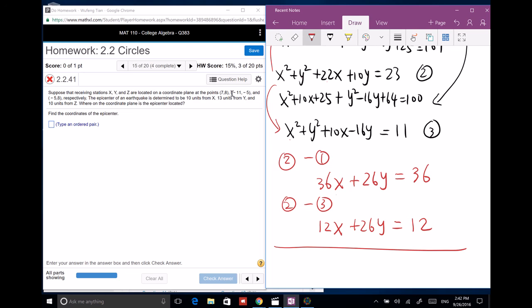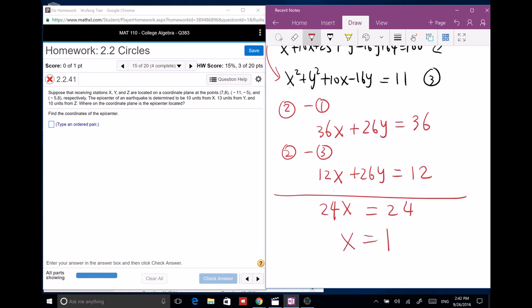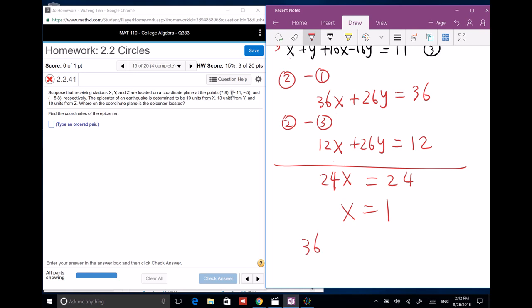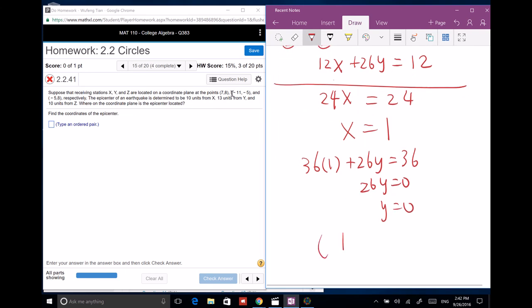36 minus 12, 24x. 26 minus 26 canceled out. 36 minus 12 is 24. So I got x equals 1. Now plug x equals 1 into the function. So 36 times 1 plus 26y equals 36. Now I got 26y equals 0. Then you got y equals 0. Now your solution is 1, 0. That's your final answer.